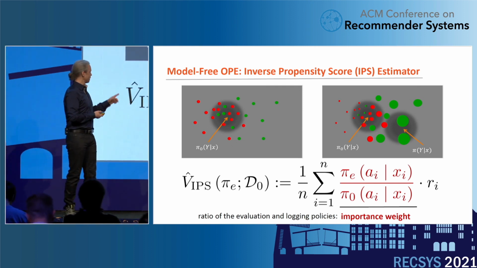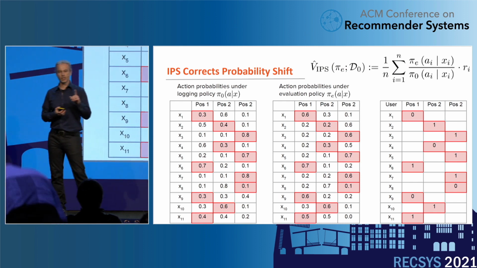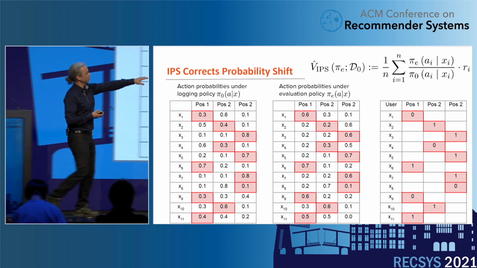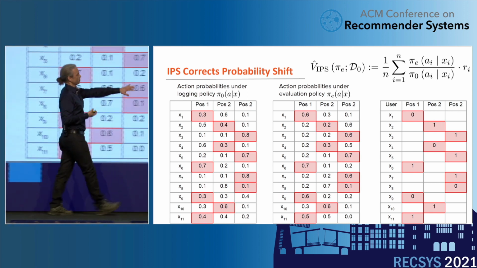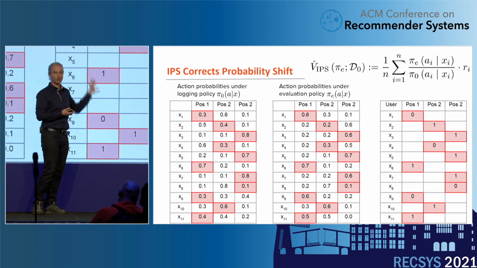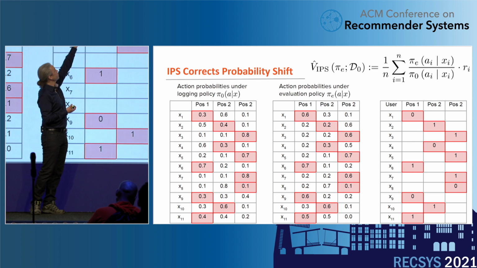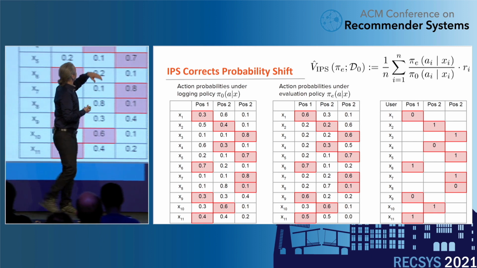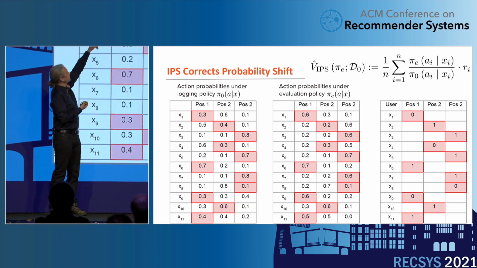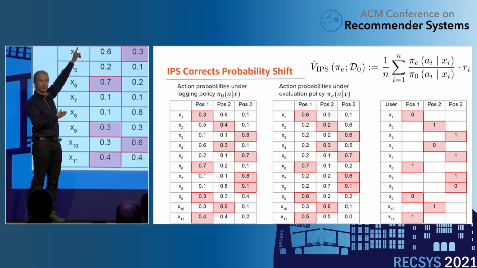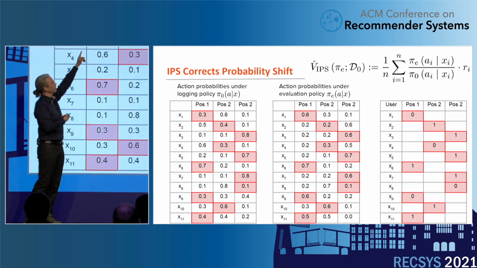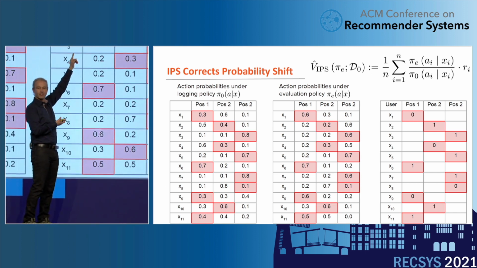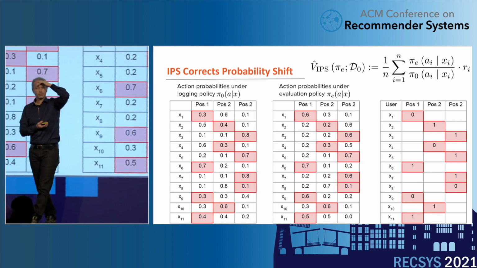So why does this make sense? Let me give you an example here. That's the same reward data that we've observed, and lots of missing values here, lots of rewards that we don't know. But we do know the top left reward for user 1. And we know that under the policy that collected the data, pi null, picking that action had probability 0.3. Under the new policy that we want to evaluate, that probability is 0.6. So it's twice as high.